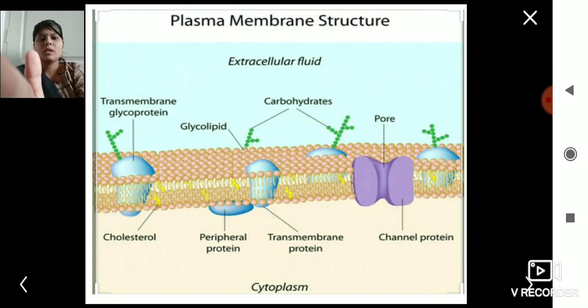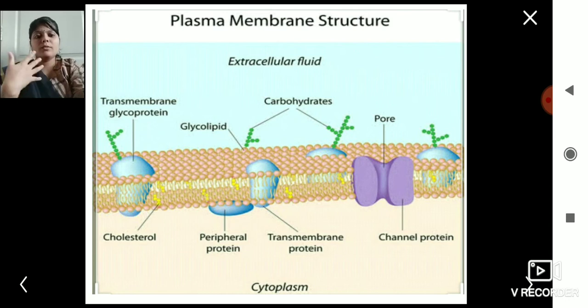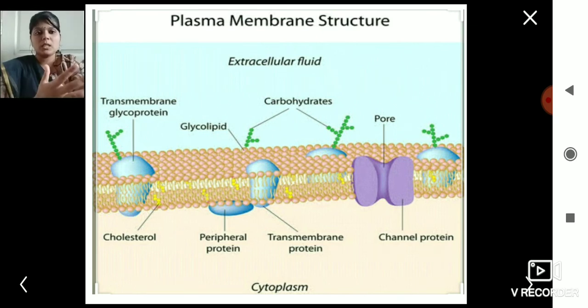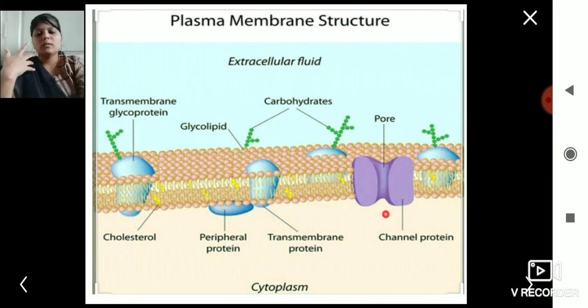Here you can see the portions exposed to the extracellular fluid tend to be hydrophobic in nature, and some integral membrane proteins form a channel that allows ions and other small molecules to pass through them. Like this, they help them to pass inside.